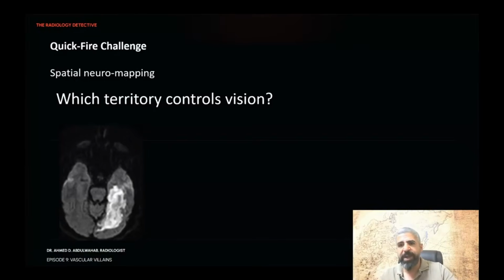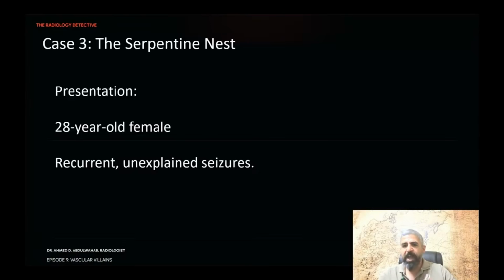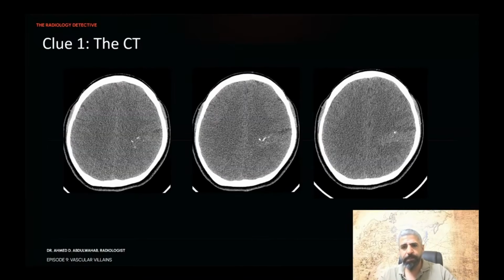Let's go for challenge case number 3. It's called the serpentine nest. This is a 28-year-old female presenting with recurrent unexplained seizures. Clue number 1, the CT scan.